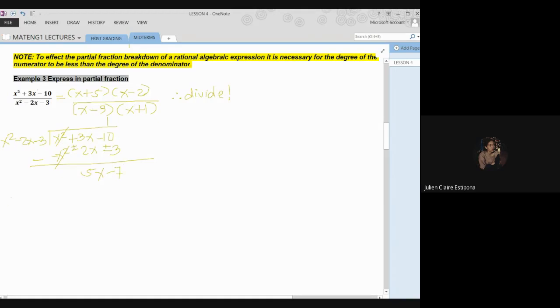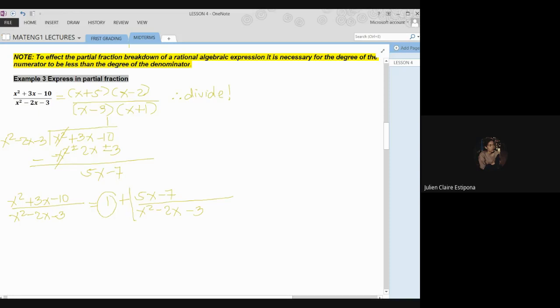So if we are going to rewrite that one, that is x squared plus 3x minus 10 all over x squared minus 2x minus 3, that is equal to 1 plus the remainder, which is 5x minus 7, and the divisor, which is x squared minus 2x minus 3. So we are okay with this one.